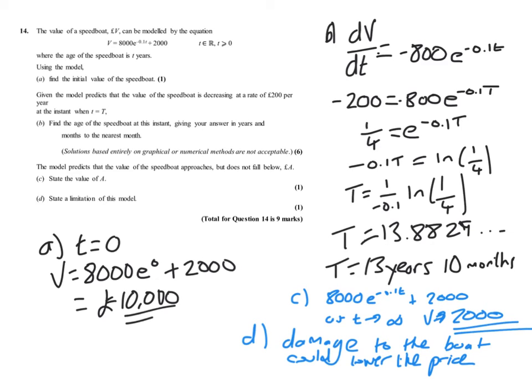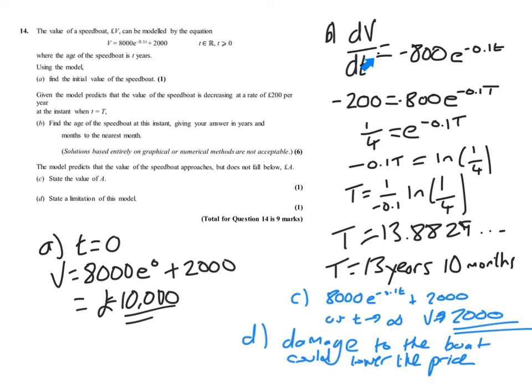Well, let's just have a quick recap. Part A, put t equals 0 into it. And that's your initial value, £10,000, which I believe is very good value. Well, I guess it's very good value. I don't have a speedboat.